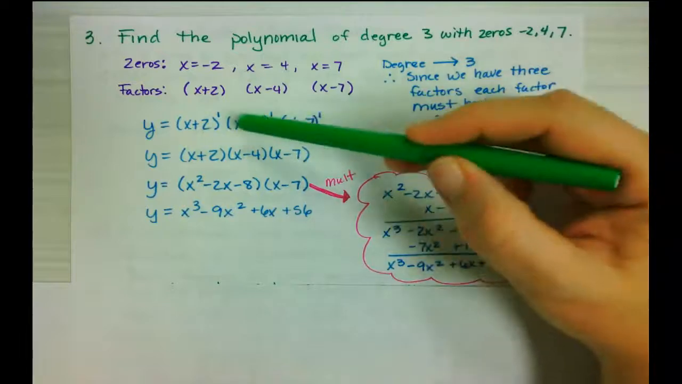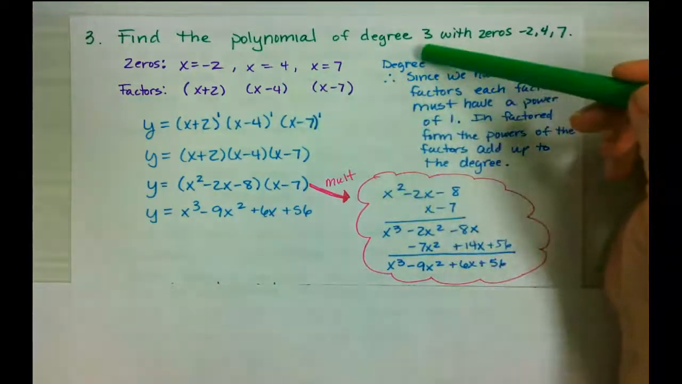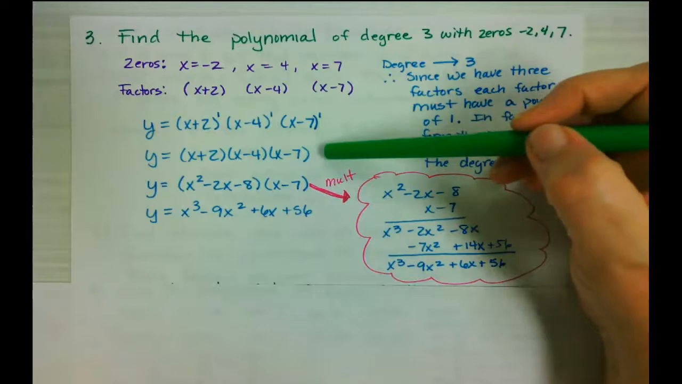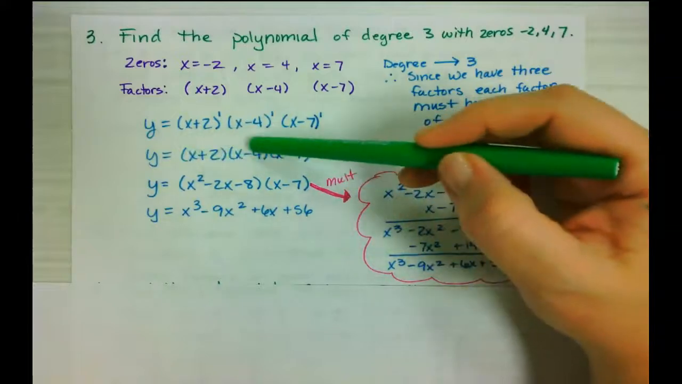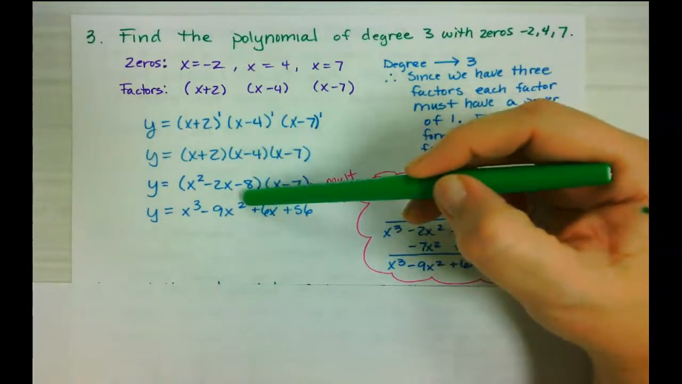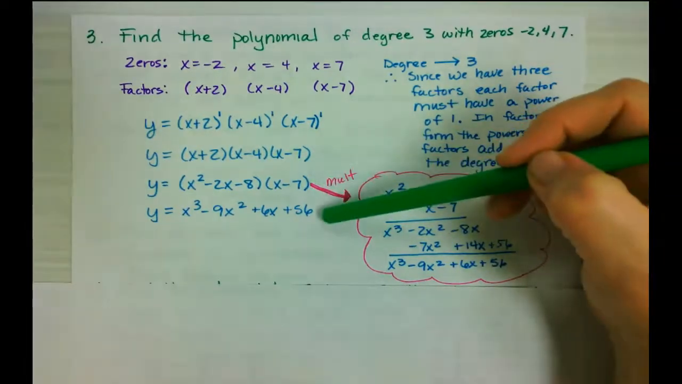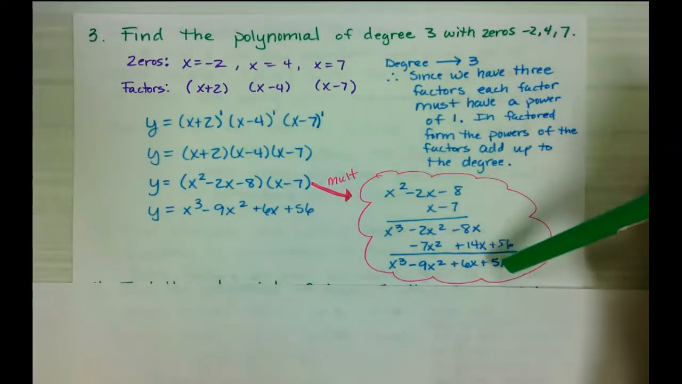So since I have 3 roots and I want a degree of 3, I'm going to keep it simple and make a = 1, and that's going to be my factored form polynomial. If I want to put it together to make a standard form, then I would take 2 of them and multiply them together, which got me x squared minus 2x minus 8. Then I would multiply that by x minus 7, and then I get this lovely polynomial. So I have to be really careful in my math here.